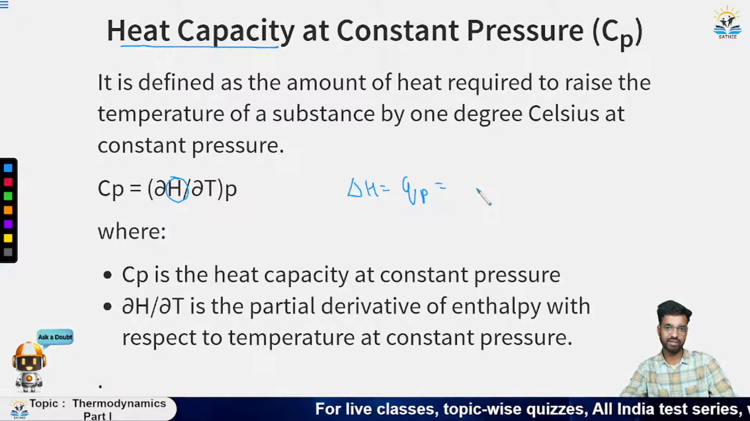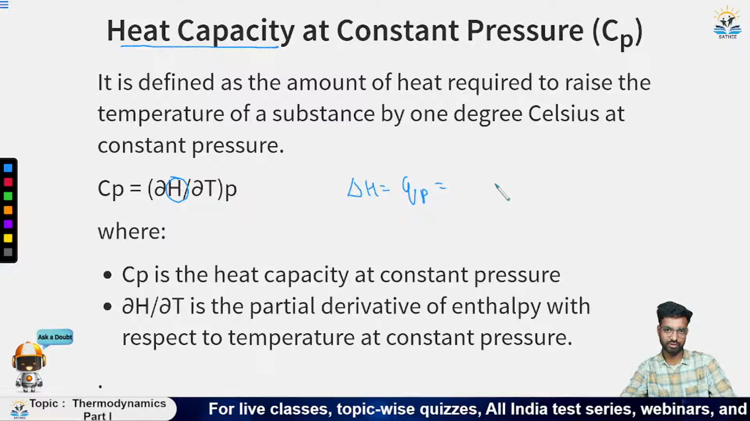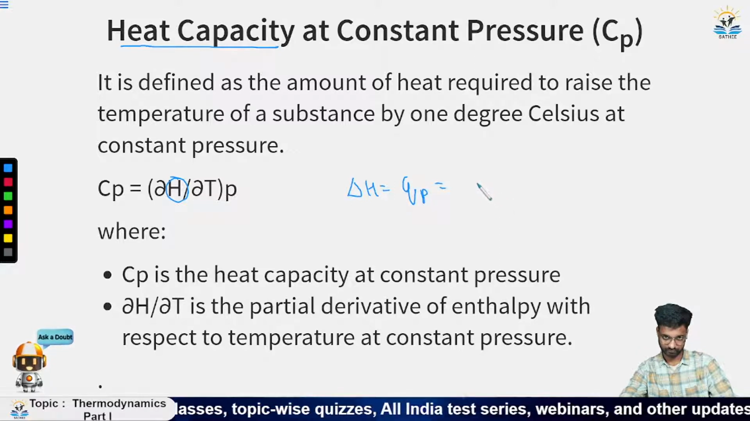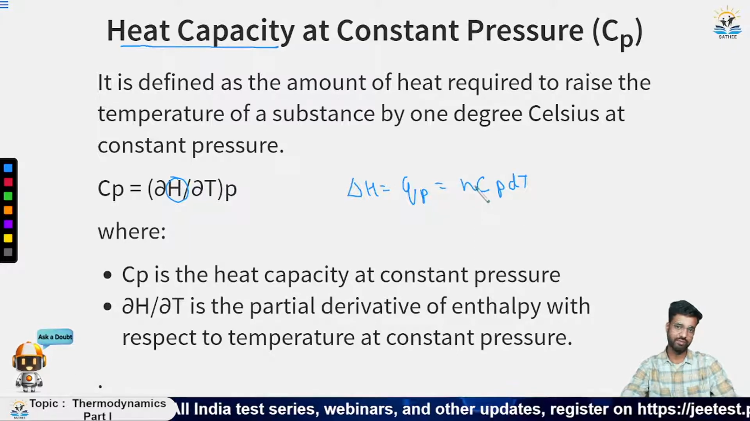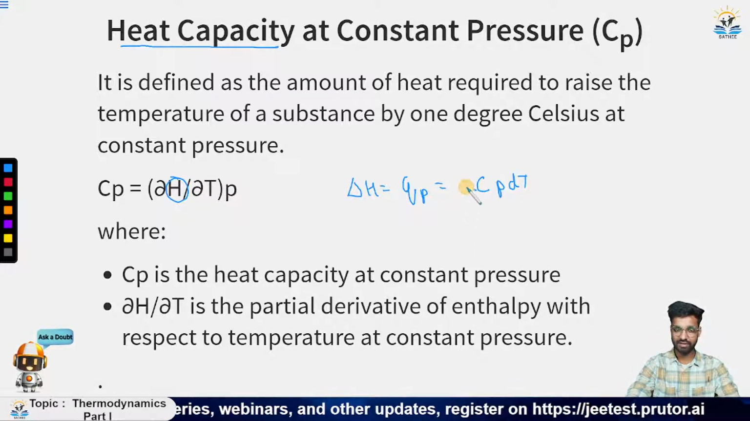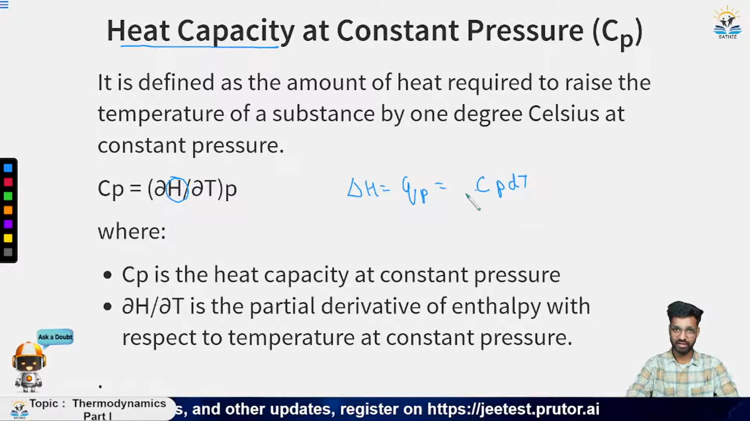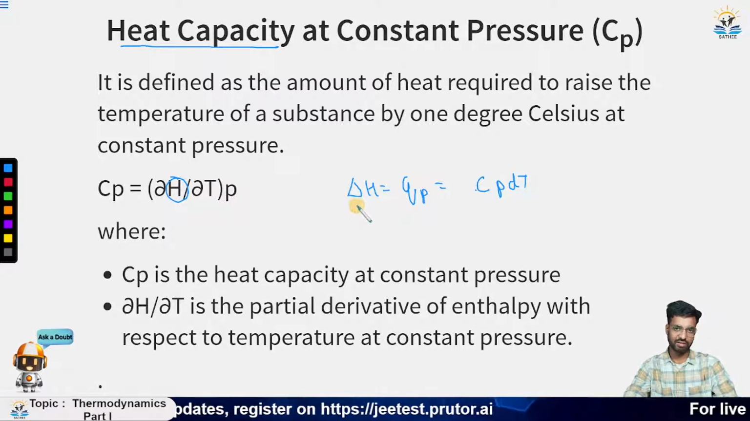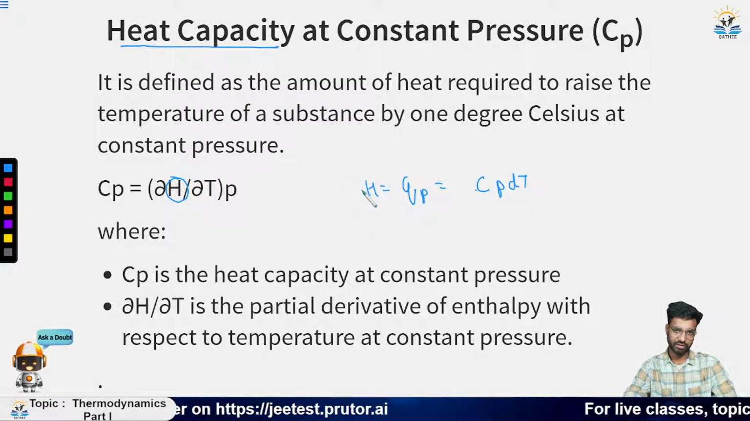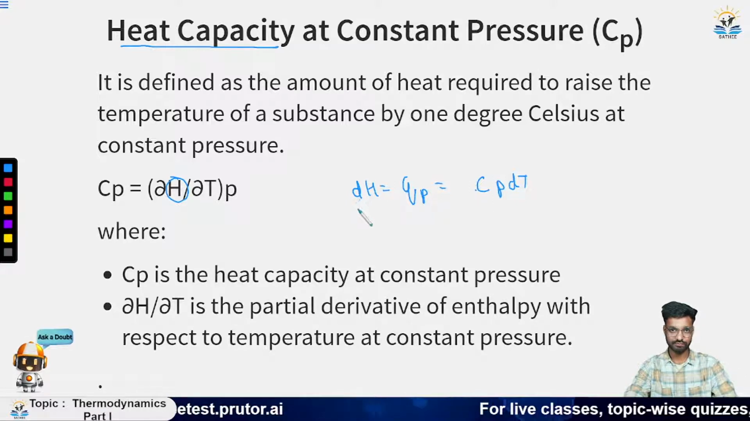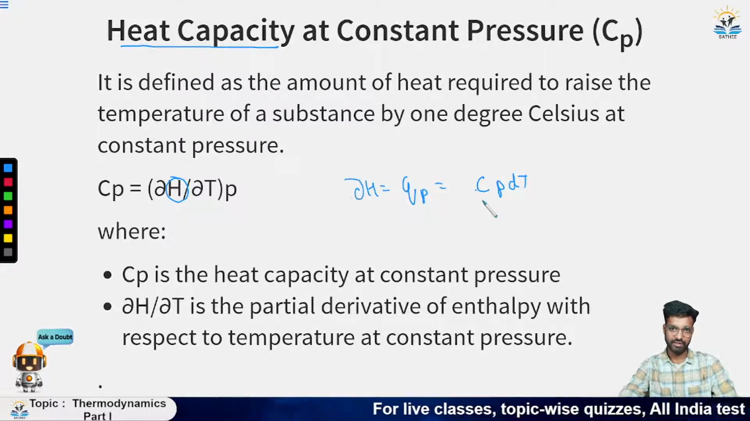And if we are considering this QP, we know that QP = Cp dT. So for 1 mole of gas, we can write it as Cp dT. Suppose we are calculating this H for a small process, that is dH here.